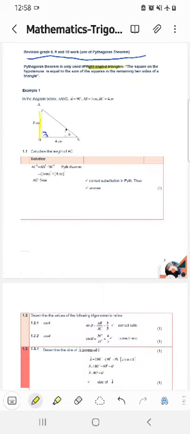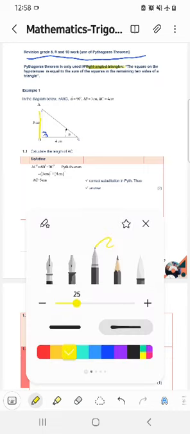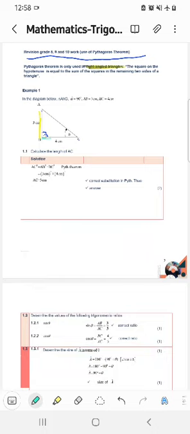So AB, this side, is 3 centimeters, and then the side BC, this side, is how much? It is 4 centimeters. And this is the information that is given. Now what do we have to do there?